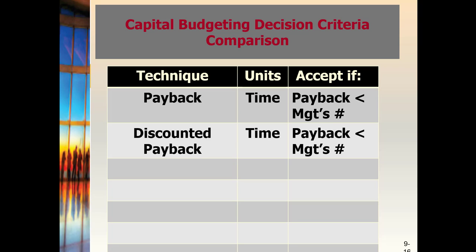In the previous video, we discussed two simple techniques regarding capital budgeting. One is the payback period, the other is the discounted payback period. The decision rule to accept or not is based on whether the payback period is less than or earlier than the payback period decided by the manager.